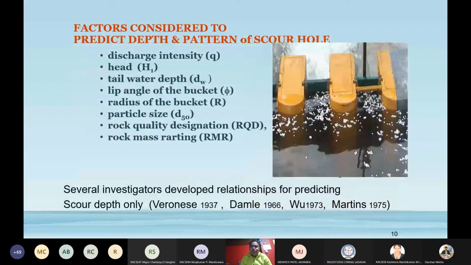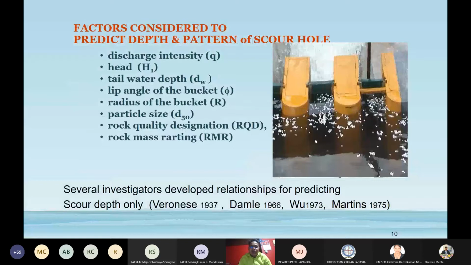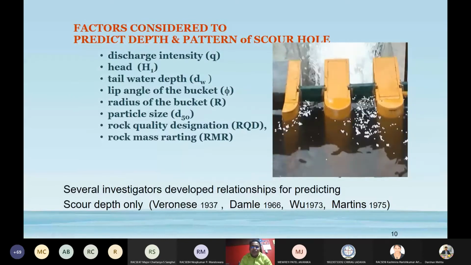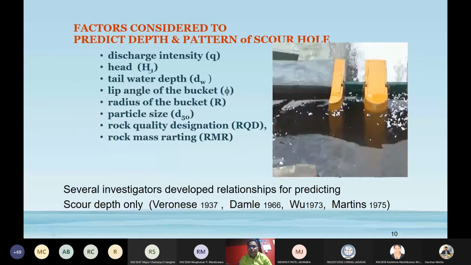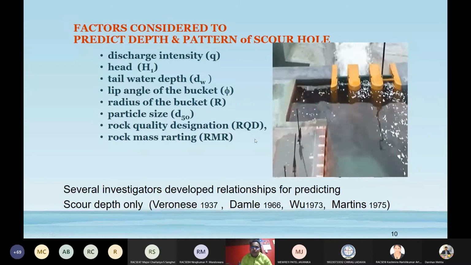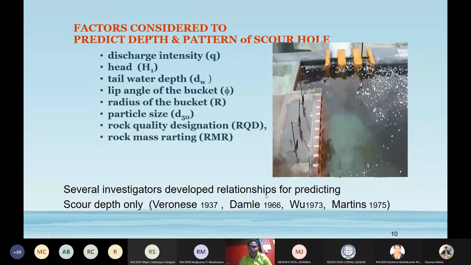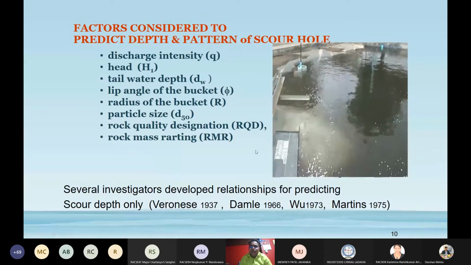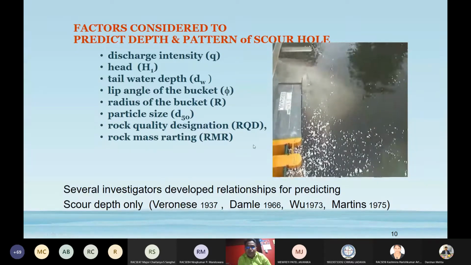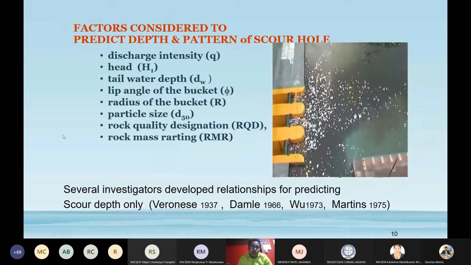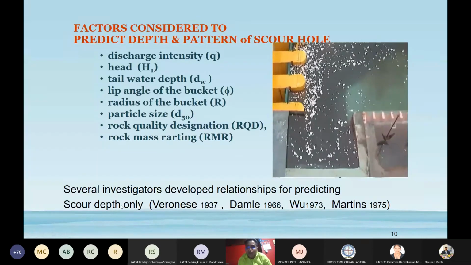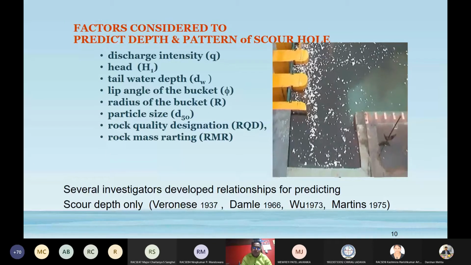So what is the main problem here? Earlier researchers, almost 8 decades ago, Veronese used only discharge intensity and head. He produced one formula. Another one, Damle in 1996, also used q and H only. All these authors used only 2 variables to predict, and they gave only the depth of scour. They never gave the location of scour or the width of scour.